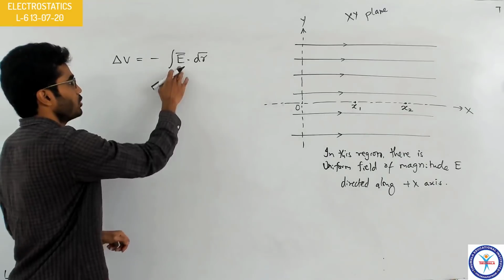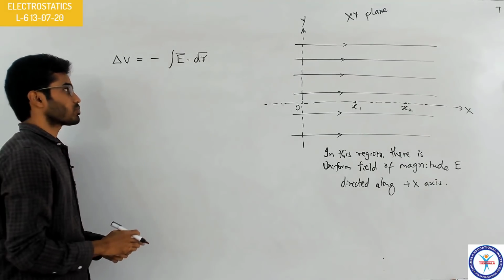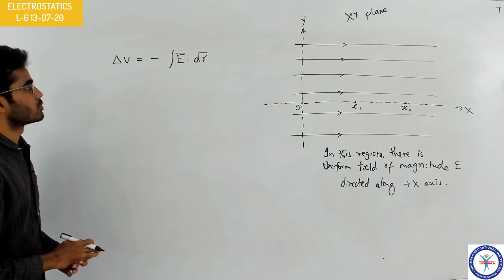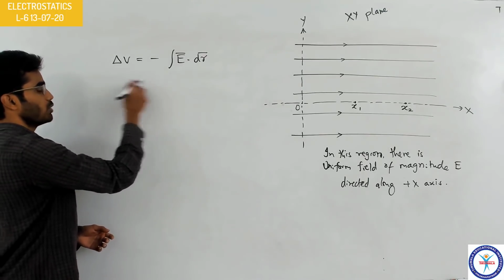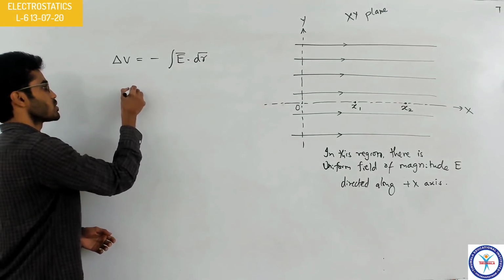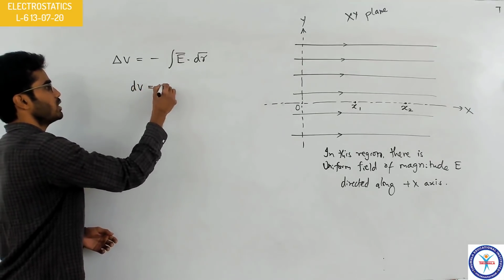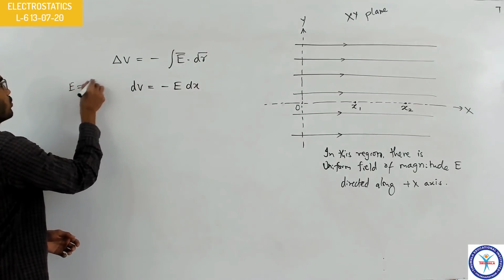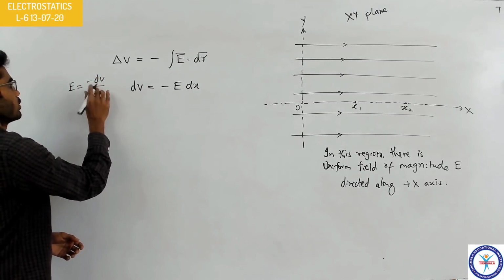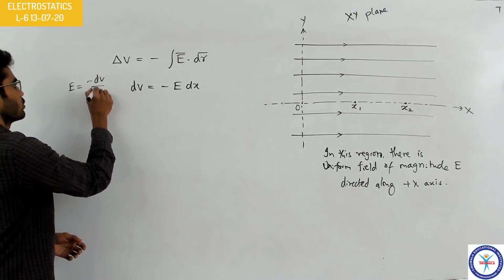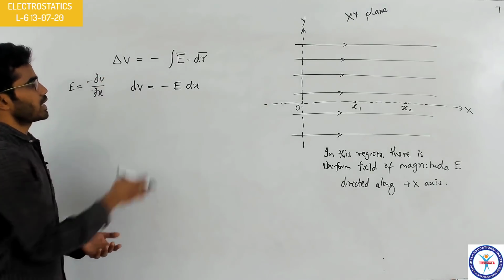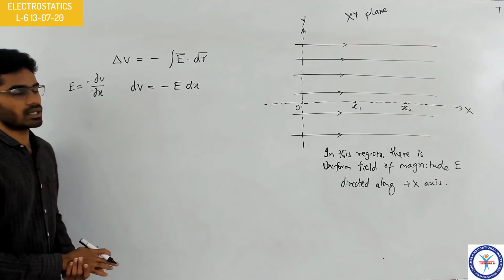So if you have the field vector properly, then you can take the potential difference, right? In one dimension, we can write it this way: dV equals minus E dx. This is obtained from the partial derivative.